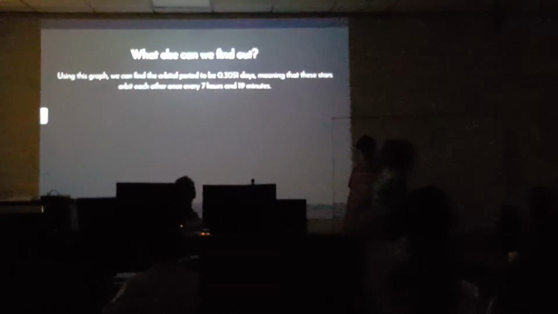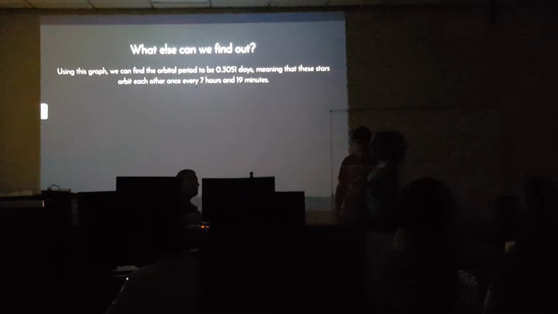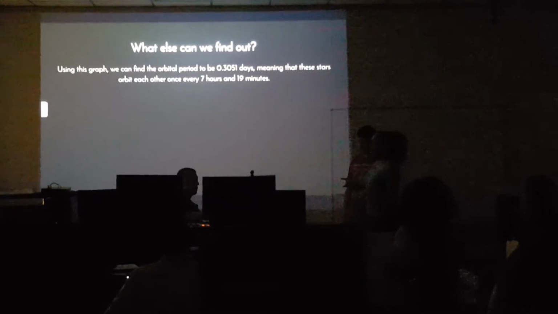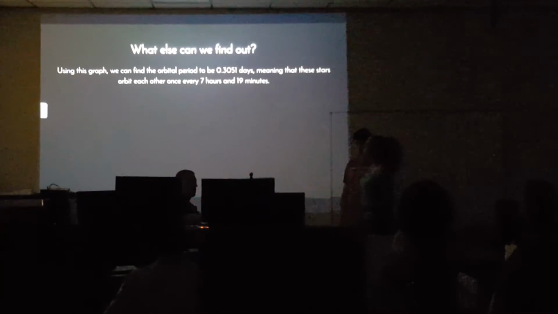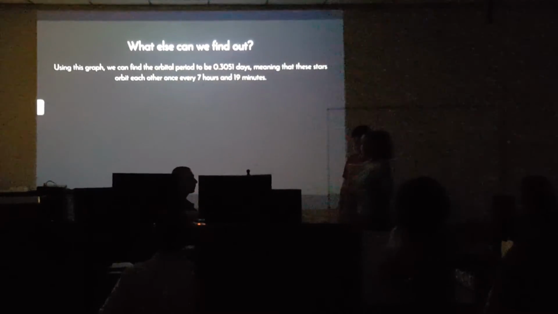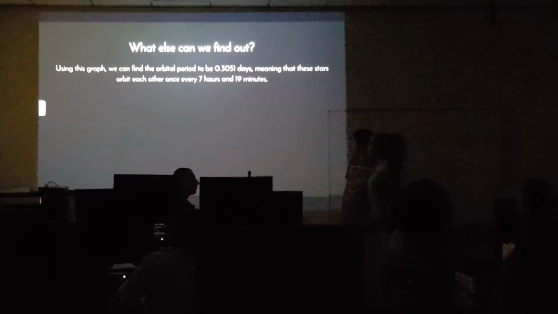And so what else can we find? Well, from that graph, we can find the orbital period of the two stars, which we found to be 0.3041 days, which is 7 hours and 19 minutes. And that's how long it takes for the two stars to orbit around each other.